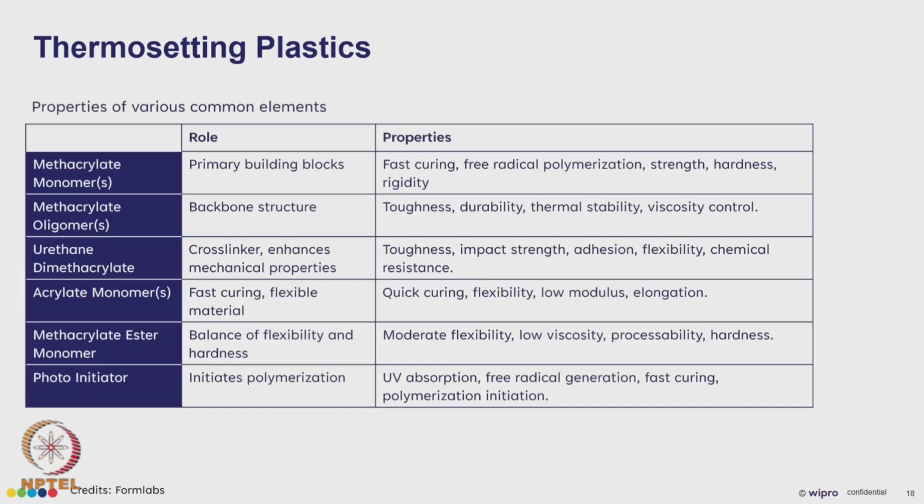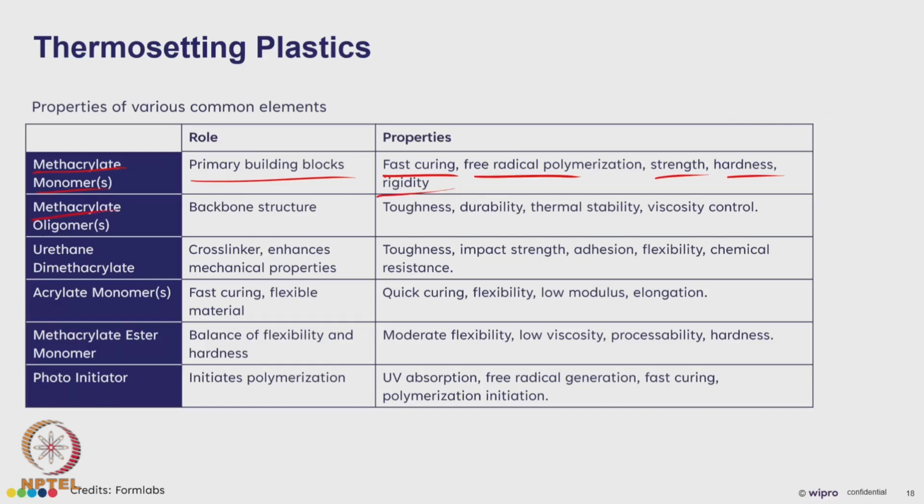Now based upon the application of materials available with Formlabs, we have found that these are some common materials available in almost all the material categories. First one is methacrylate monomer, which is actually a primary building block in this material, and we could see properties like fast curing, free radical polymerization, strength, hardness and rigidity.